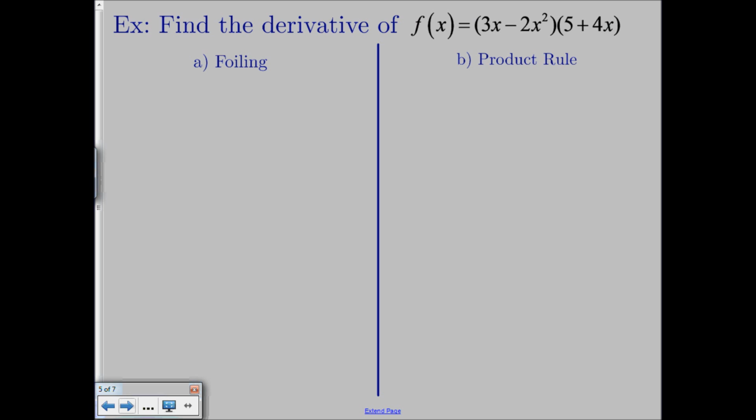So the first example, we're going to do it two different ways. The first way we're going to do it is we're going to actually FOIL those two quantities that f of x is equal to together, and then take the derivative using our power rule and see what that equals.